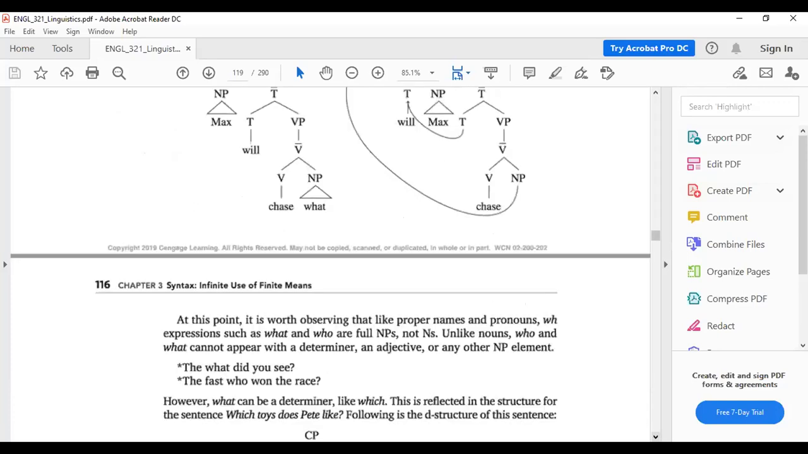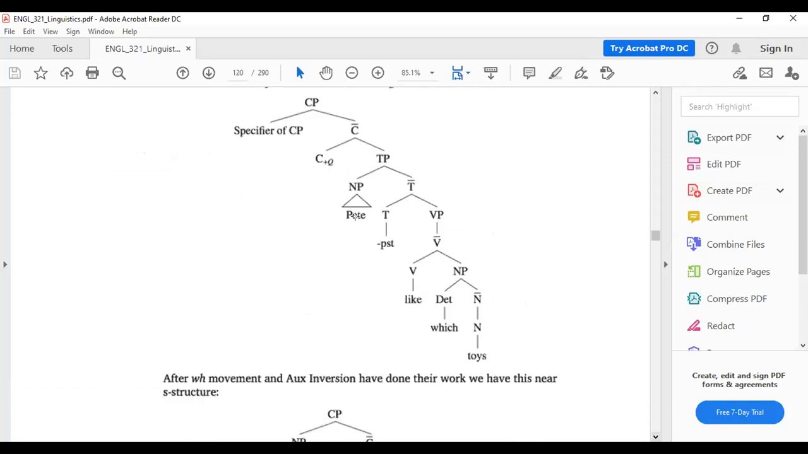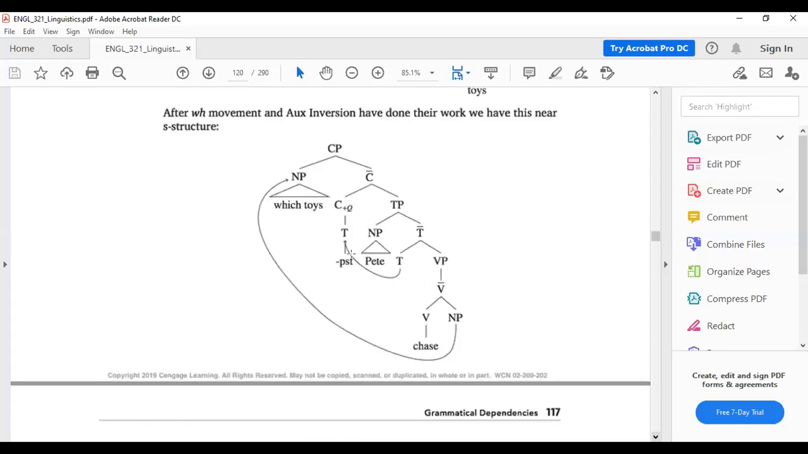If we don't have an auxiliary verb, we need do support. Like when we say, Patty like which toys? So the WH word here is under D, the determiner of the NP, because it modifies toys, the noun. Then under tense we don't have an auxiliary verb, but we have minus past, so this means Patty likes. And then, which toys?